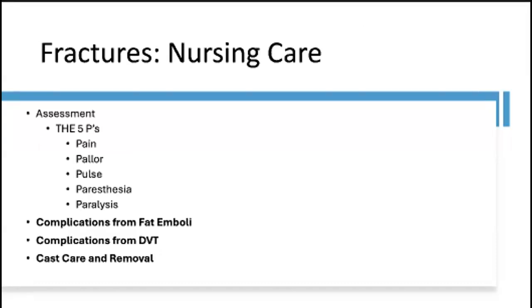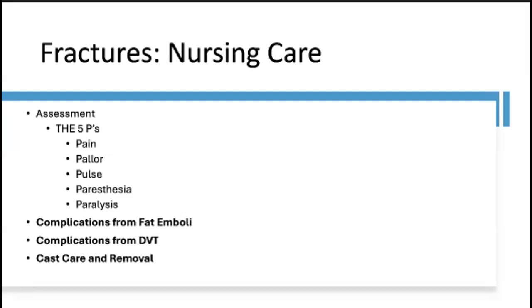Our initial assessment: we want to make sure we obtain a history of the injury, the mechanism of trauma. We want to inspect the fracture for bruising, swelling, skin lacerations. How's their movement and range of motion? Are they protecting or guarding the injury? And then don't forget your 5 Ps from fundamentals. We want pain. Is it severe? Is it unrelieved? Or is it worsening? And when we talk about compartment syndrome, that's usually pain that's out of proportion to the injury.